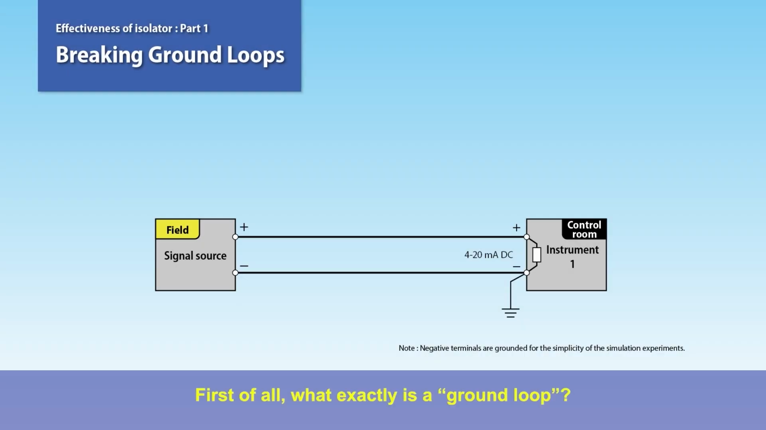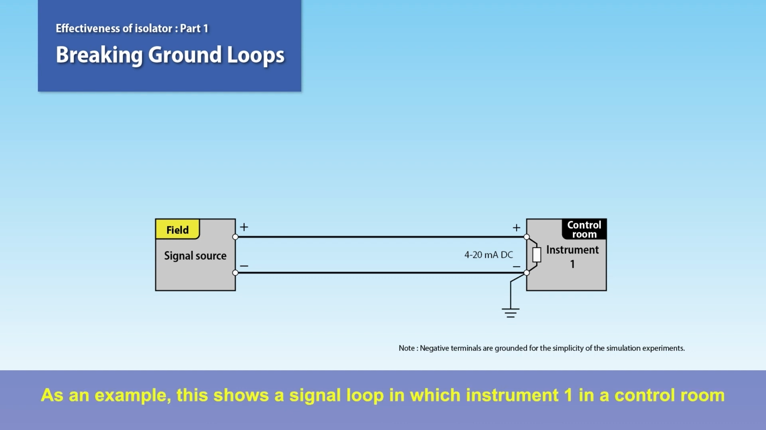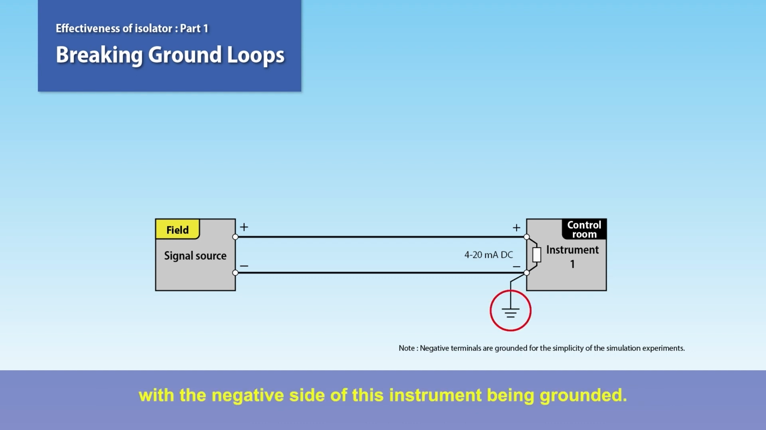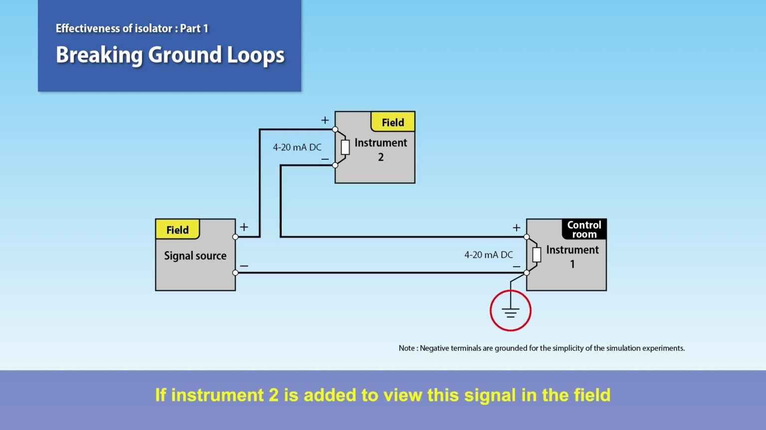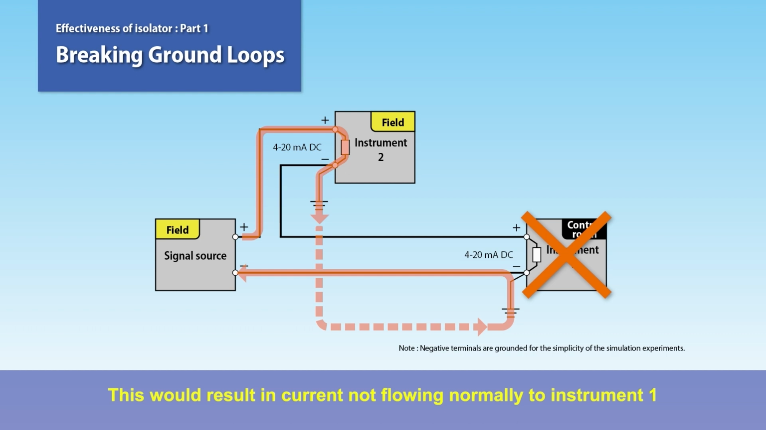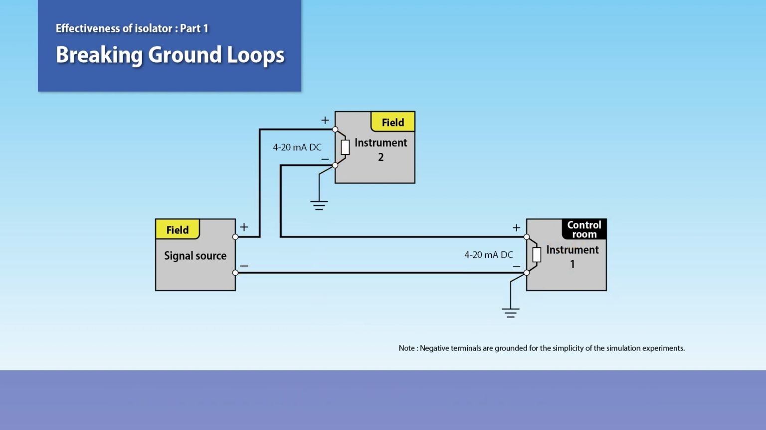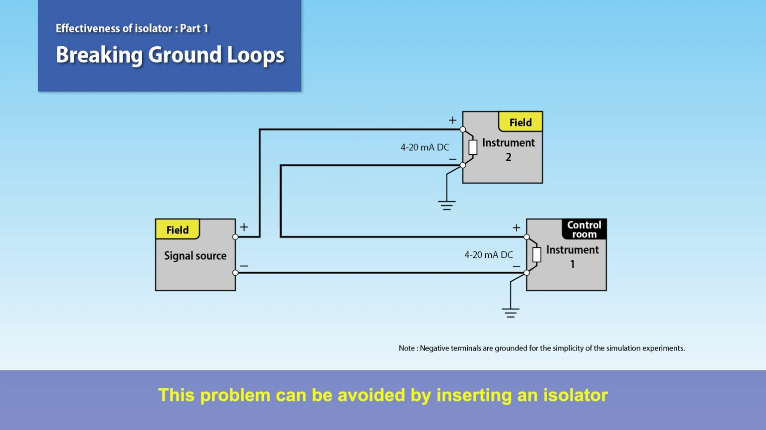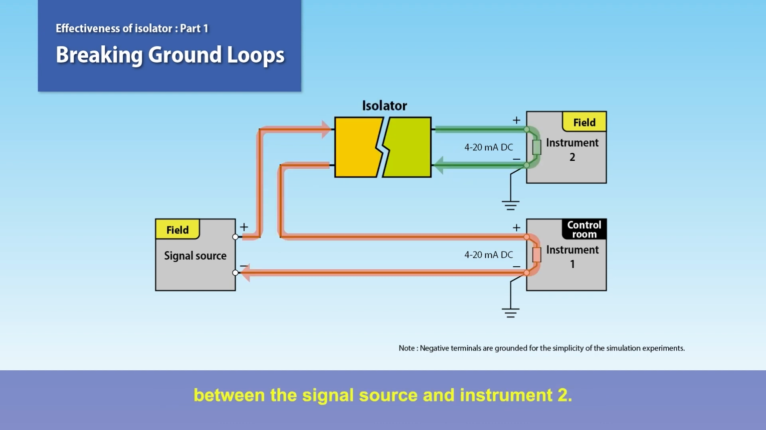First of all, what exactly is a ground loop? As an example, this shows a signal loop in which instrument 1 in a control room is used as a receiving instrument for the signal source of the field, with the negative side of this instrument being grounded. If instrument 2 is added to view this signal in the field and the negative side of instrument 2 is also grounded, the current will loop via those two grounding points. This would result in current not flowing normally to instrument 1 on the downstream side. This problem can be avoided by inserting an isolator between the signal source and instrument 2.